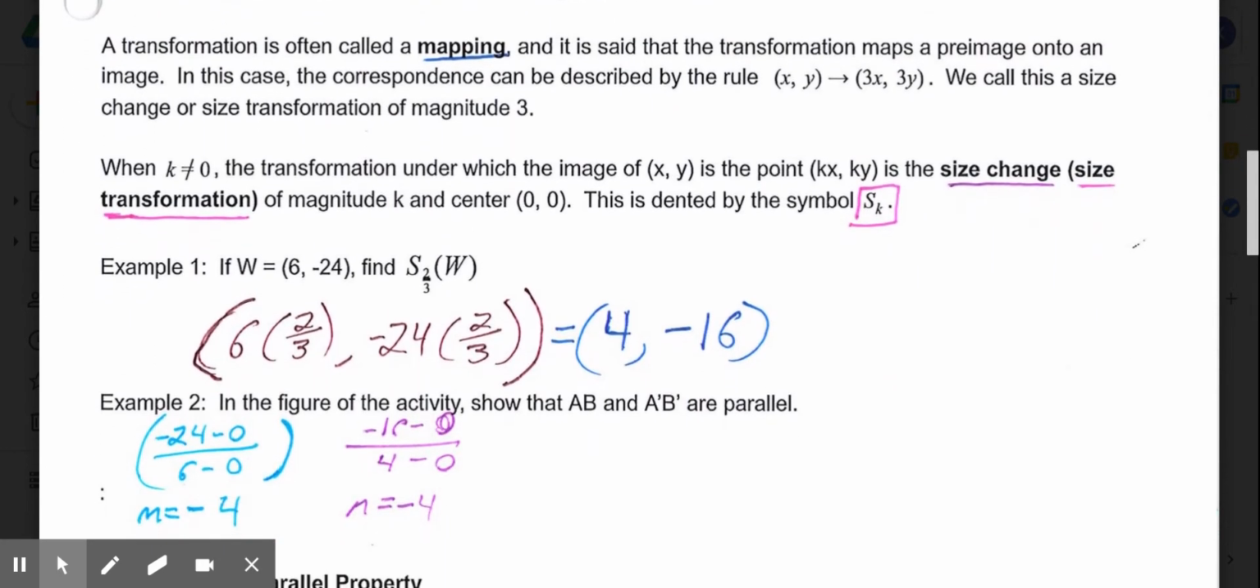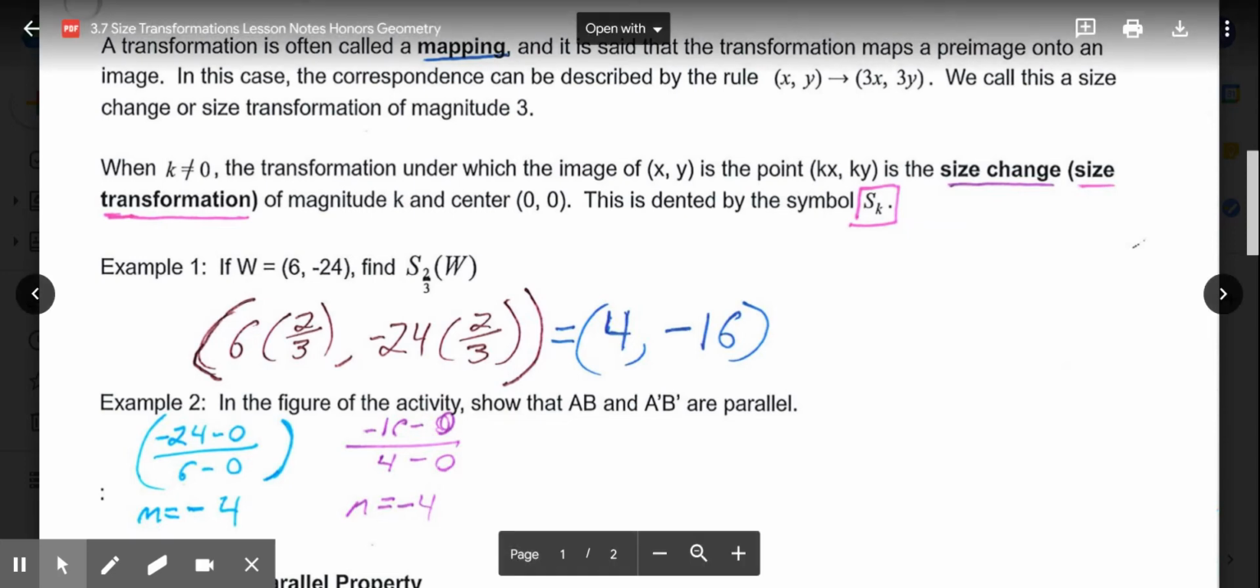Now, sometimes you'll hear transformations called mapping. And it's said that a transformation maps a pre-image onto an image. So that's where that term mapping comes from. So if you hear mapping, it has to deal with size transformations. So in this case, the correspondence can be described by the rule (x, y) becomes (3x, 3y). We call this a size change or a size transformation with a magnitude of 3.